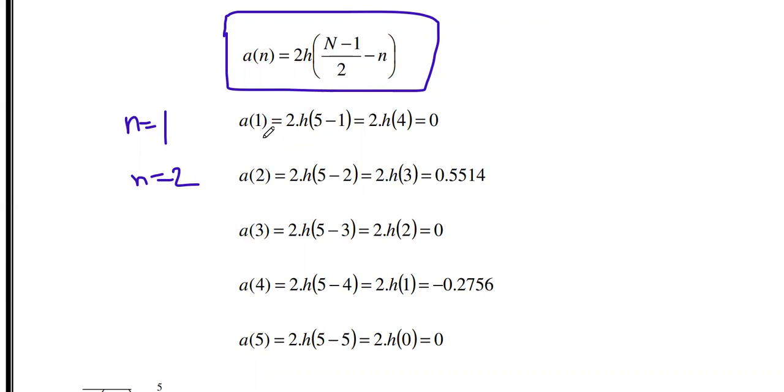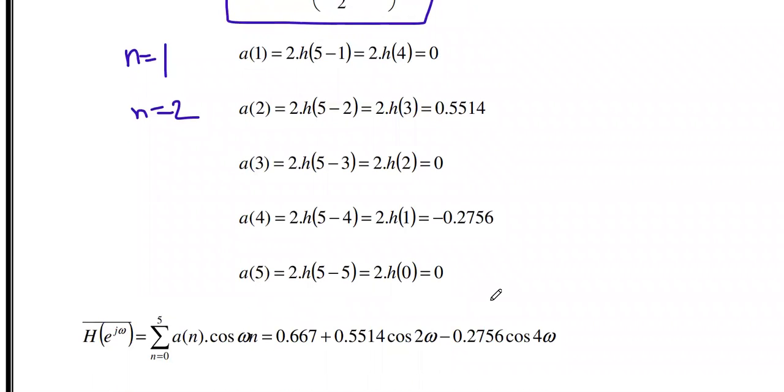So a of 1 is equal to 2 into h of 5 minus 1. So that is 2 into h of 4. H of 4 is 0, so 0. A of 2 equal to 2 into h of 3. So if you are multiplying, we can get 0.5514. Similarly, a of 3 is 0. A of 4, we get minus 0.2756. A of 5 is 0.